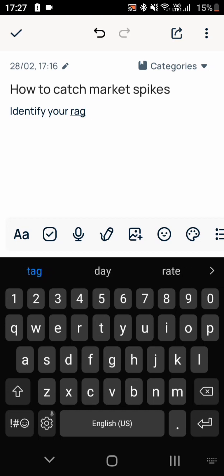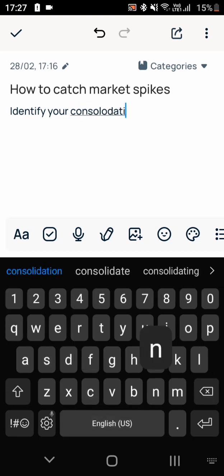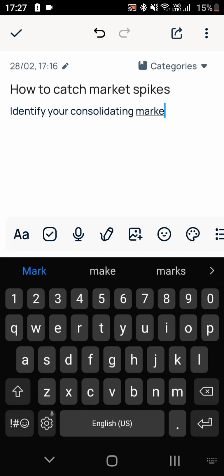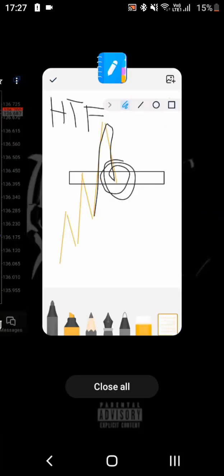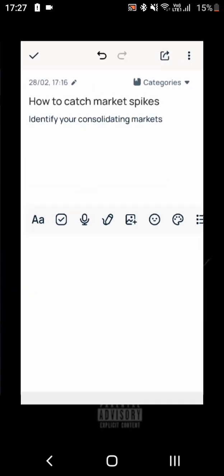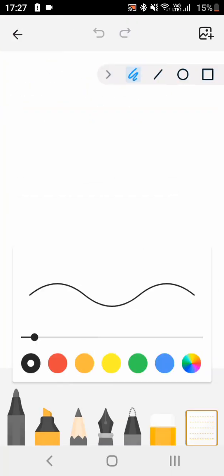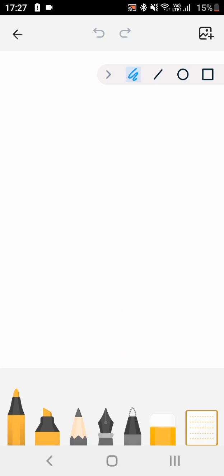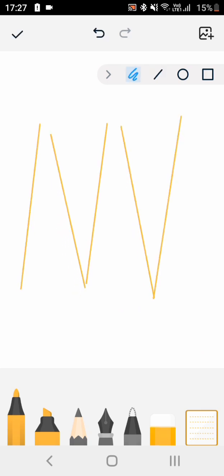So guys, identify your ranging markets, or identify your consolidating markets. Ranging market, consolidating market, same thing. So identify your consolidating or ranging market. I'll explain it for you again if you forgot what a ranging market is. So a ranging market is basically equal highs and equal lows. Basically, guys, equal highs and equal lows.